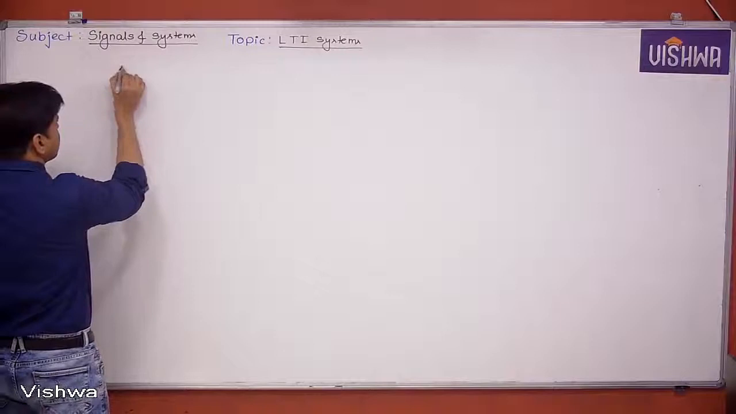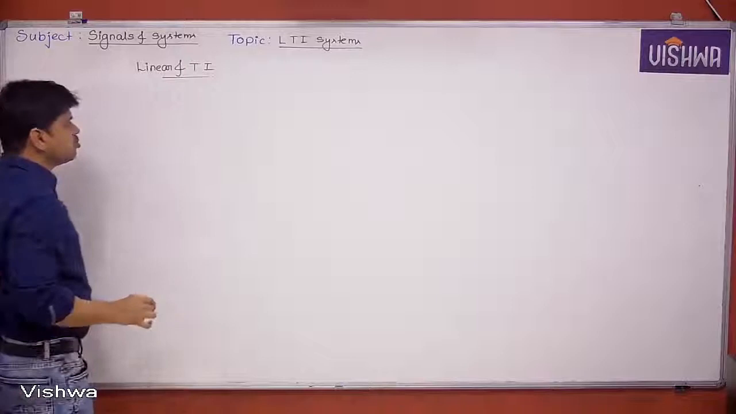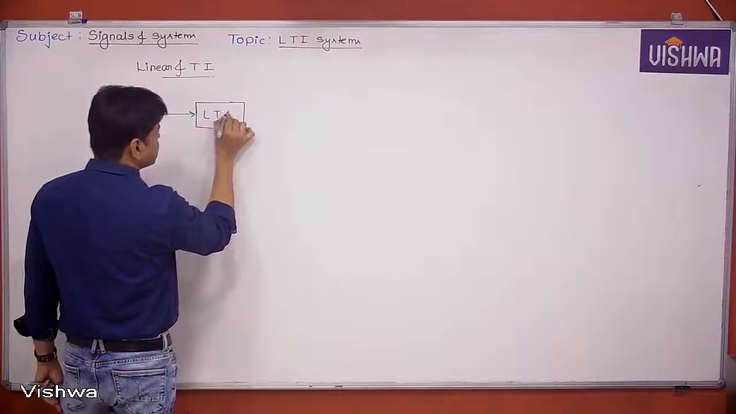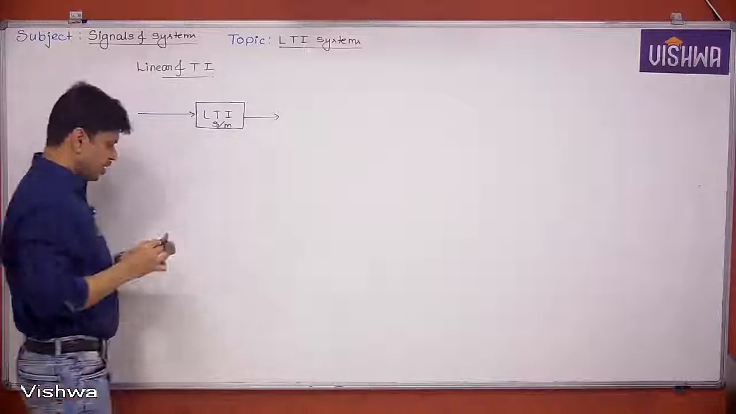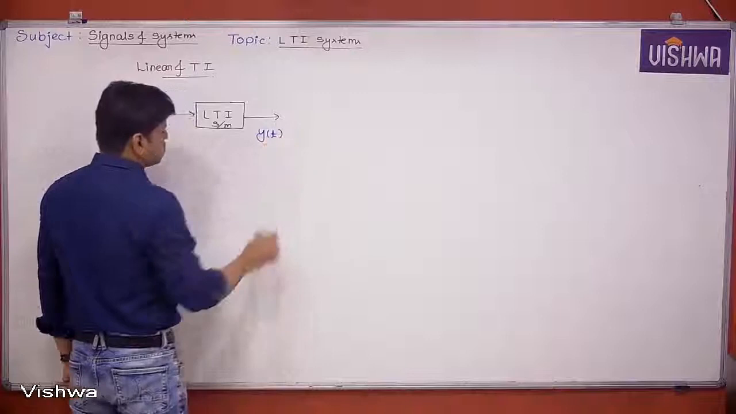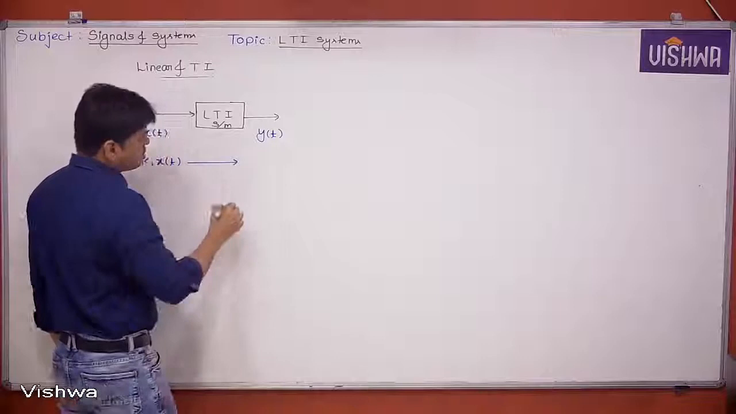So it has to satisfy both linearity and time invariance. Suppose I take an LTI system, let's see what input-output relations it can give. Try to understand. Suppose x of t is the input, let's assume the output is y of t. Suppose I take k1 x of t, then the output for this is nothing but k1 y of t.